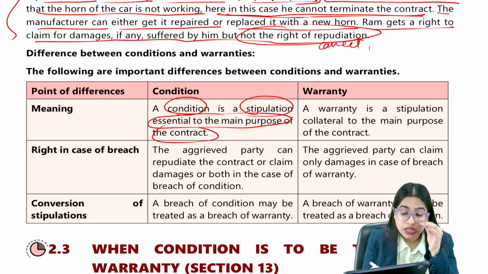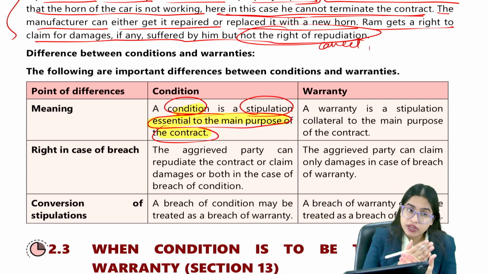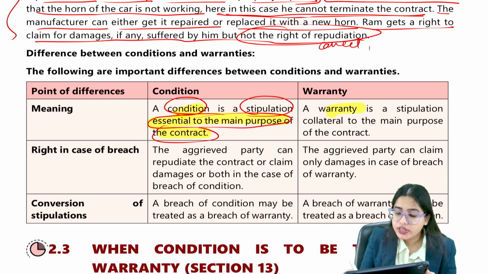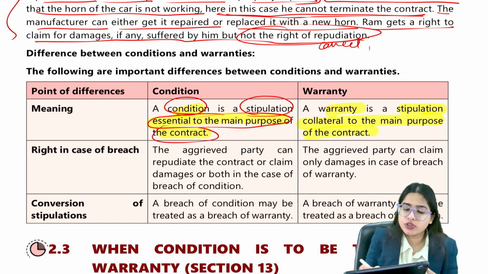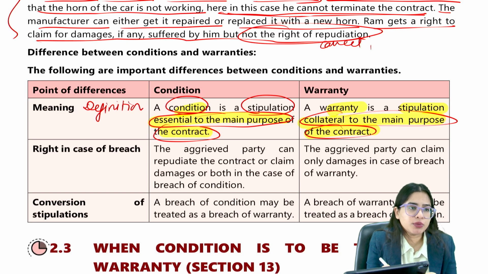As we know, conditions are very essential, so in case of their breach you can cancel the contract. But warranties are those stipulations which are collateral to the main purpose. These are not the main purpose, but these are collateral to the main purpose. This is the definition only, so you can write this from the definition only.